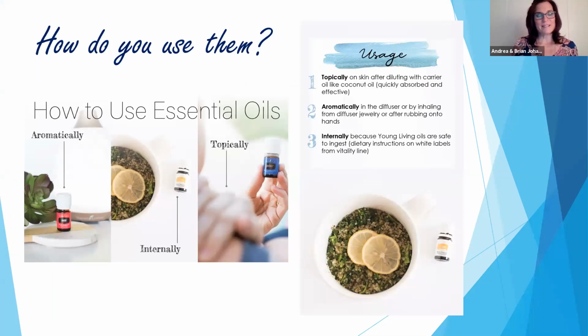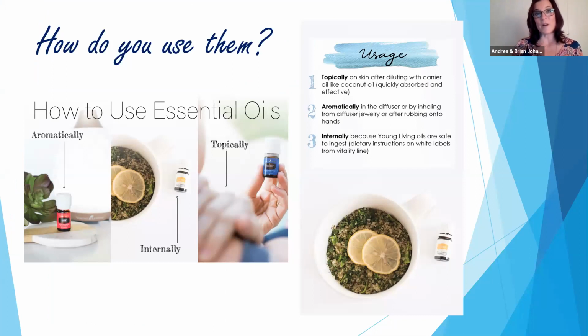There are 3 ways. Aromatically, which includes using your diffuser. It might be smelling it out of the bottle, or putting a drop in your hand and rubbing your hands around, cupping your hands over your nose and mouth and breathing those in. You might wear diffuser jewelry like a necklace or a bracelet, and just breathing those oils in aromatically.